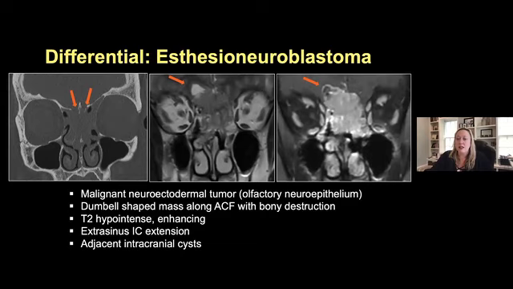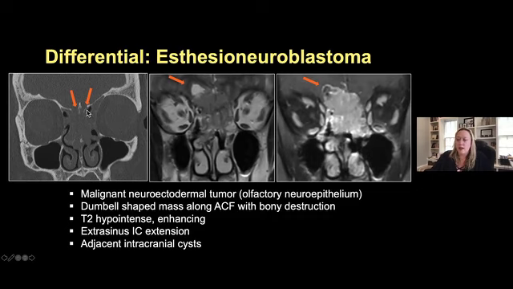Esthesioneuroblastoma is a malignant neuroectodermal tumor affecting the olfactory neuroepithelium, and as such, most often presents clinically with anosmia, loss of the ability to smell, and nasal obstruction, and can present as a dumbbell-shaped mass that's centered along the anterior cranial fossa.